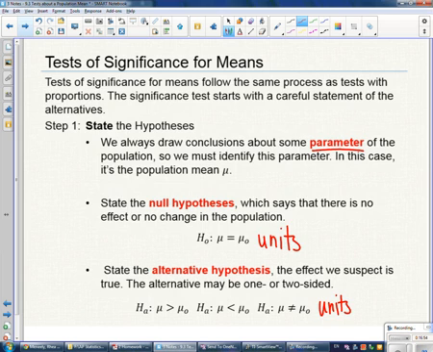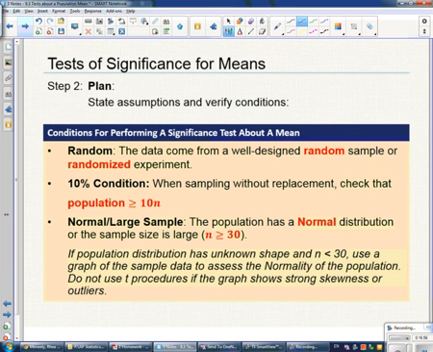The second step for performing the significance test is your plan. This is where you state your assumptions and then verify conditions. The conditions when we're dealing with a mean are slightly different than they were with a proportion. We still have to make sure that our data comes from a random sample or randomized experiment. We also need to make sure, particularly when we are sampling without replacement, that our population is at least 10 times the size of our sample.